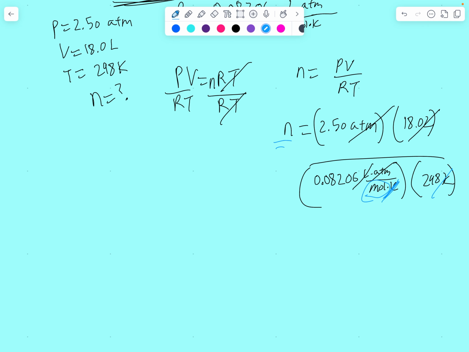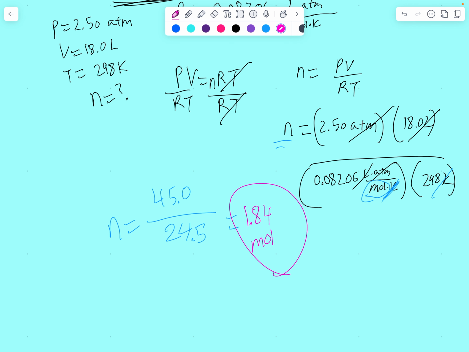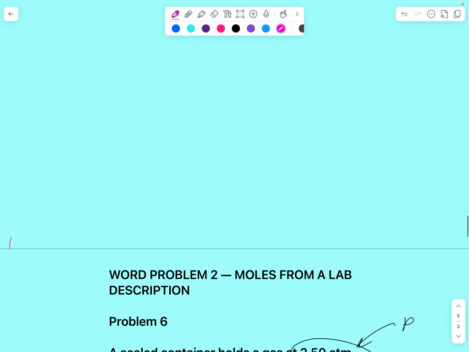Doing 2.50 times 18, you'll get 45.0. 0.08206 times 298, you're going to get 24.5. All over with 45.0 in the numerator. So you have 1.84 moles. This is your final answer on that, all right? It can be a bit tricky, but practice this, you guys, and I'm sure there won't be any issues with these types of problems.